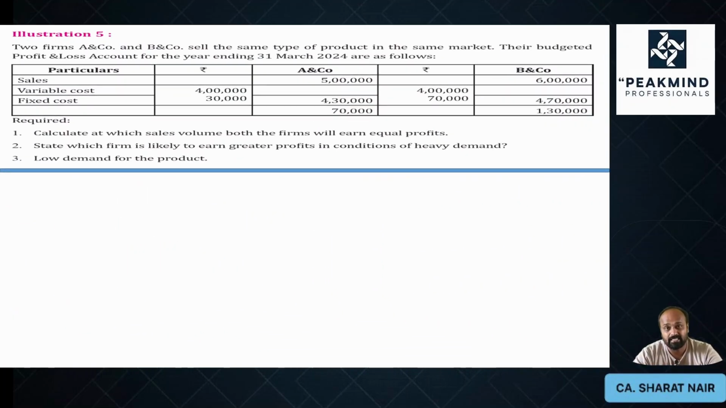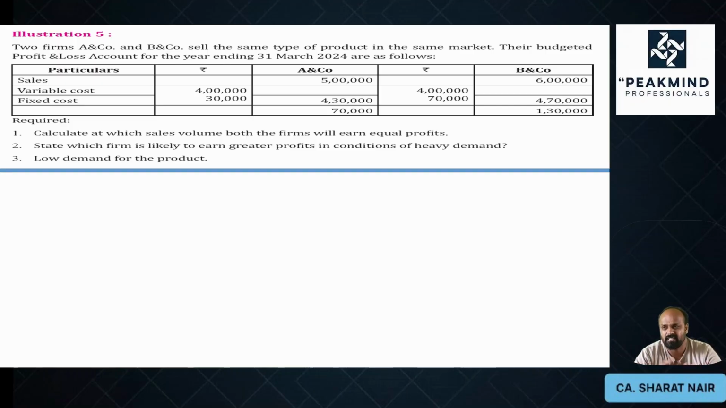Now, next is a question. Again, it can be considered an important question for the exam. This question is based on the concept of indifference point. Here there are two companies, A and Company as well as B and Company. Both companies' sales data are given, variable costs are given, fixed costs are given separately. They are asking us to find out what will be your sales volume where A and Company as well as B and Company will be the same.